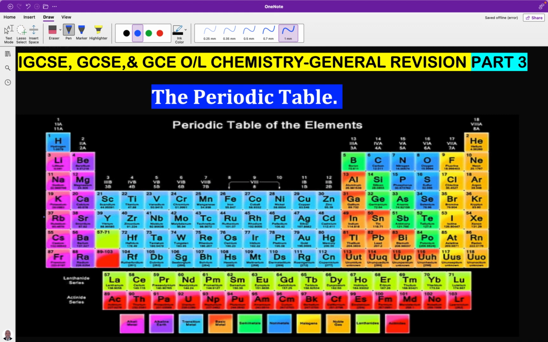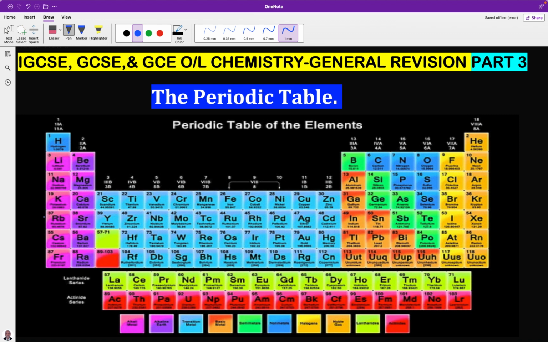Group 1 elements are known as the alkali metals because they react with water to produce an alkaline solution.